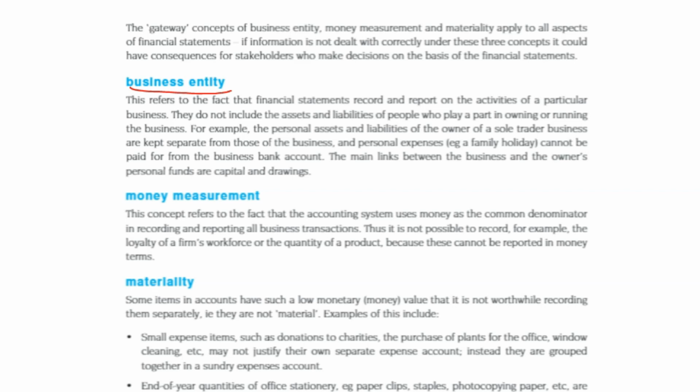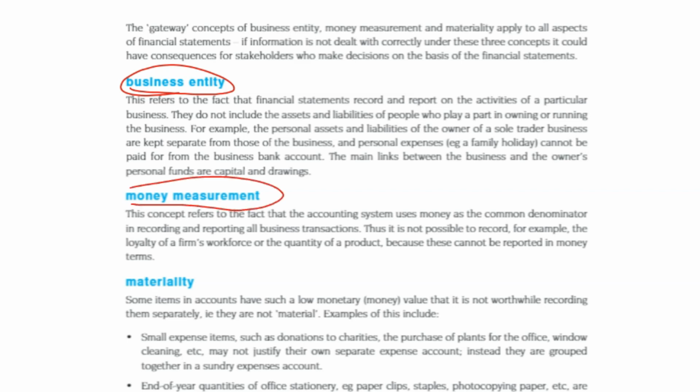Business entity concept. Your business is separate from its owners. This is the business entity or separate entity concept. The owner is separate from the business. The owner putting money into the business, that's capital. Owner taking money from the business, that's drawings. And limited liability companies are absolutely a separate entity. They can sue another business or they can be sued by other businesses.